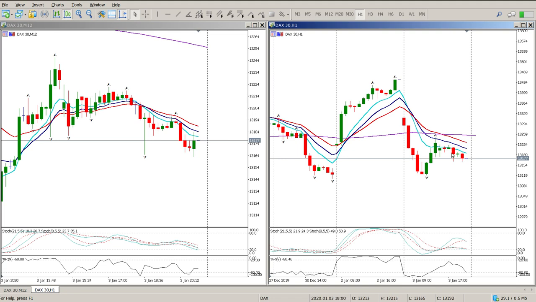We just don't want to jump in short at the open. We want to wait for a pullback, wait for some structure, and then get in short.